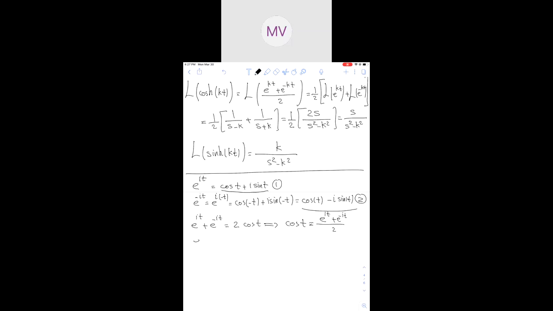And if you subtract them, you'll see simply it's 2i sine t, right? Because you're changing the signs here, and here, you're changing the signs to negative and positive. This time cosine cancels out, and you get 2 times i sine t. Okay?